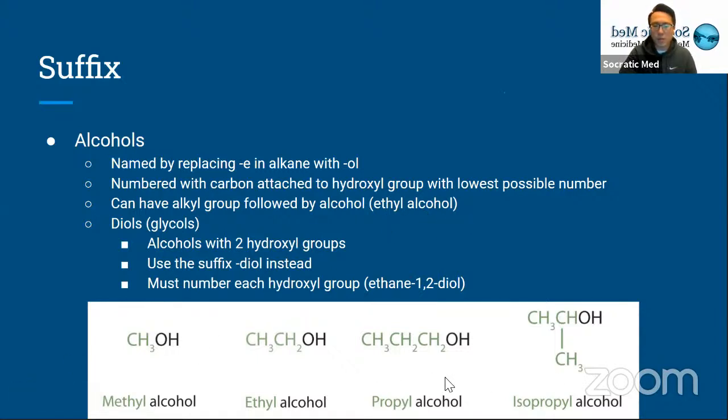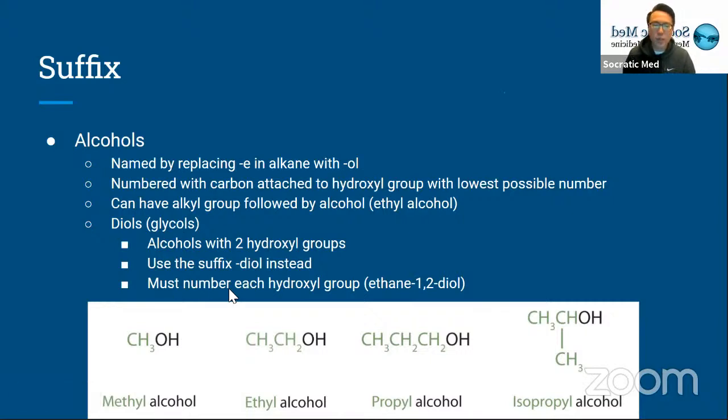On the bottom, I just have some common alcohols that you might see. So methanol or methyl alcohol, ethyl alcohol, which is also ethanol, propanol or propyl alcohol, and then isopropyl alcohol, that's less common. And then for molecules with multiple alcohol groups, so for diols or glycols, you can use the suffix diol instead. So this is any alcohol with 2 hydroxy groups.